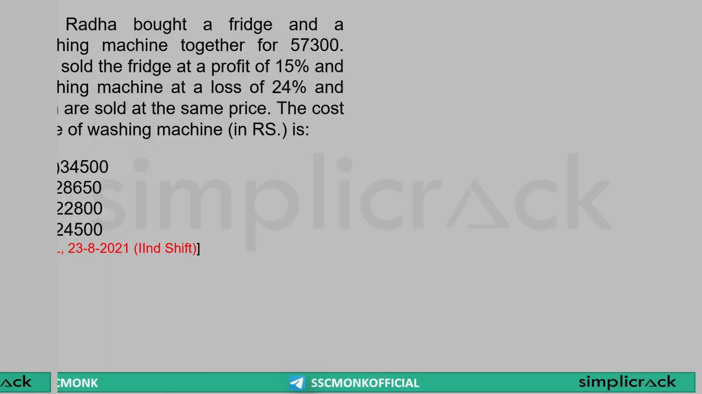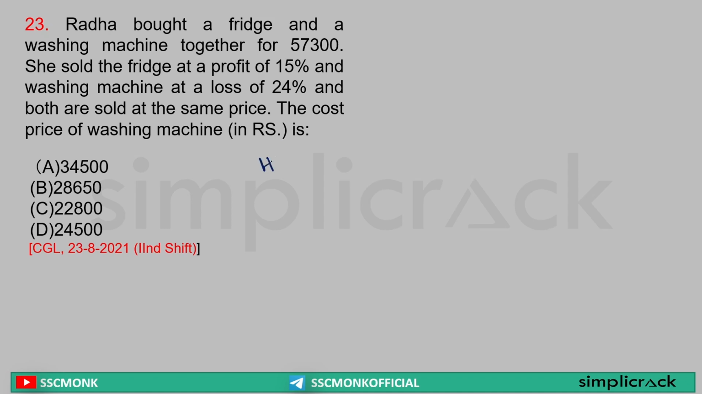Clear? Next. Radha bought a fridge and a washing machine together for 57,300. He sold the fridge at a profit of 15% and he sold the washing machine at 24%. Both are sold at the same price. I have solved the question. This is homework for you. Now no one will come and say, sir, this was a hard question. I have solved the same question. Go and check.